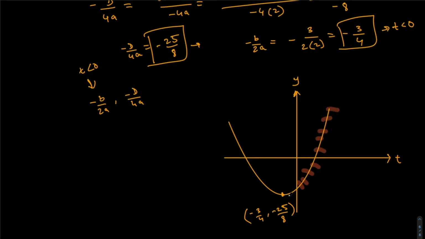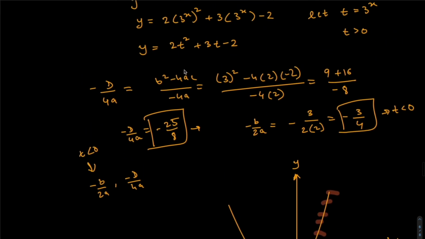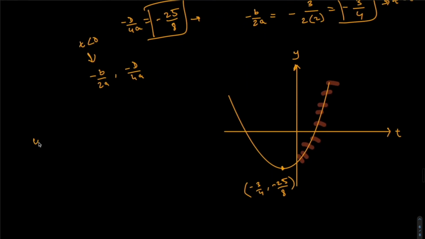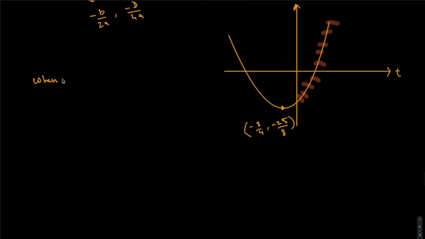So if they'll satisfy this condition, I just need to find the lowest possible value of t after 0. So what I can really do is find the value of y when t is equal to 0. And when t is equal to 0, y is equal to minus 2, right? So when t is equal to 0, y is equal to minus 2. And that is my range.